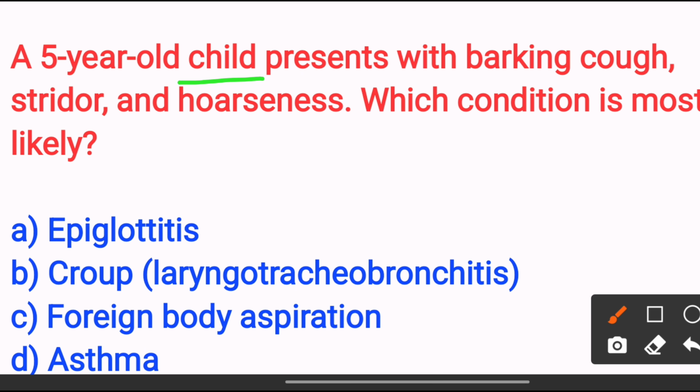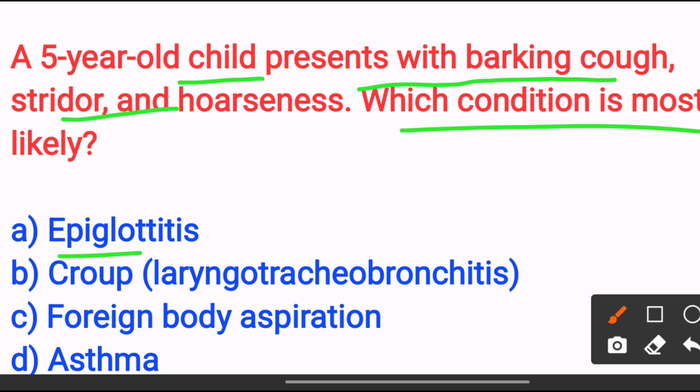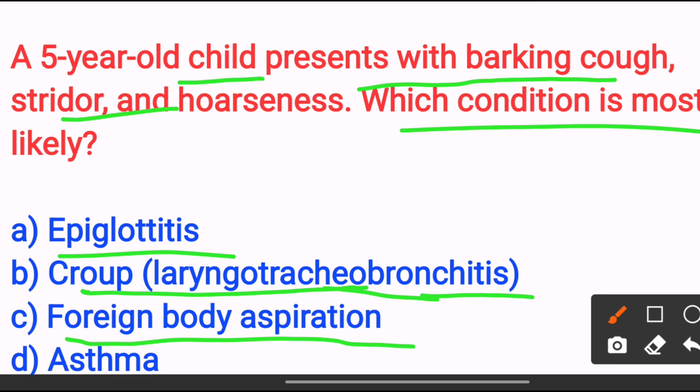A 5-year-old child presents with barking cough, stridor and hoarseness. Which condition is most likely? Option A, epiglottitis. Option B, laryngotracheobronchitis. Option C, foreign body aspiration. Option D, asthma.